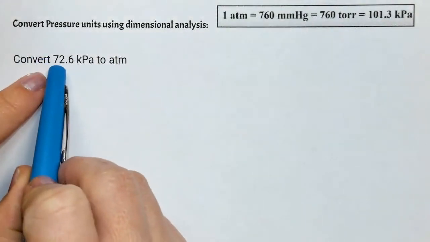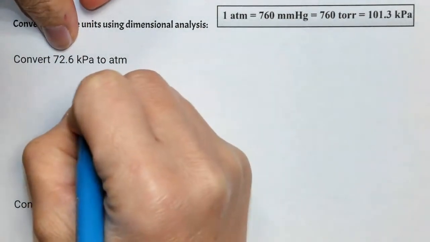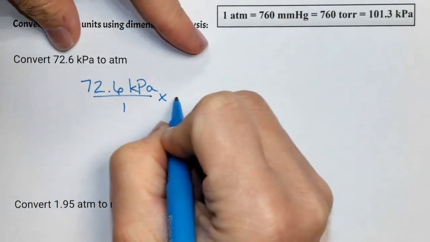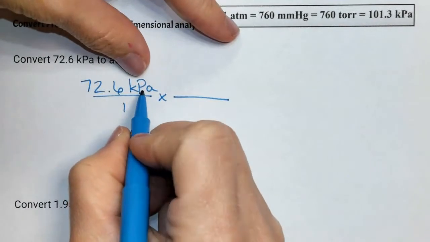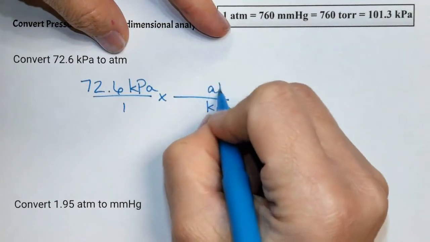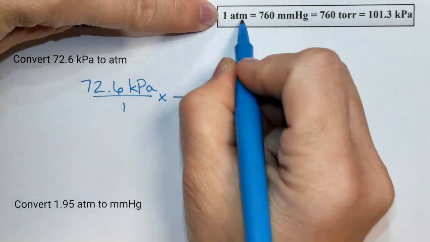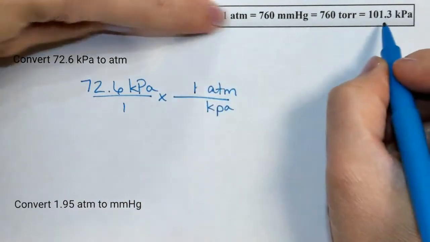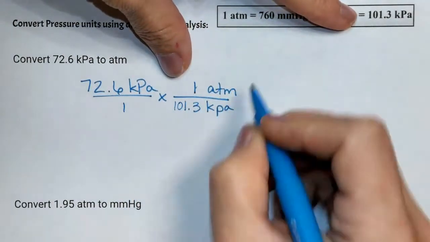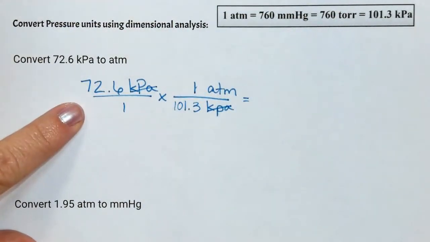So if I wanted to convert 72.6 kilopascals to atmospheres, I will take my given, which is 72.6 kilopascals, put it over 1, times draw a line, bring down the kilopascals, and then I'm just going to put what I want on top, and I will come up here to find the equality. It's 1 atmosphere is equal to 101.3 kilopascals, 101.3 kilopascals, and done. Then I'm just going to type it in my calculator.